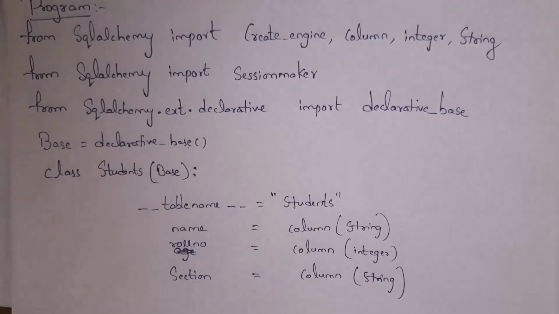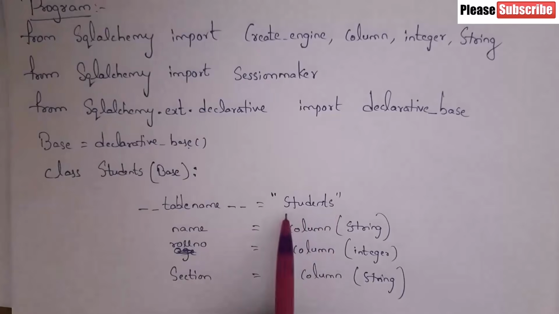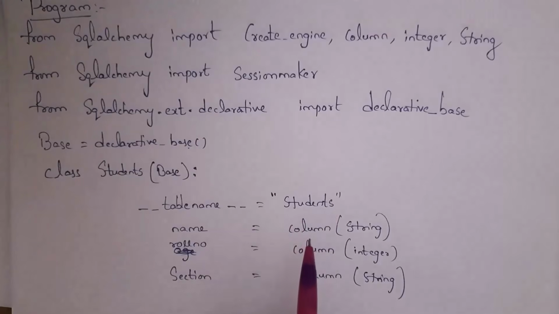Now I want to create table. The table name is students, and inside table I want to insert 3 columns. They are name, roll number and section. In order to create table, just write here underscore underscore table name underscore underscore that equal to. Here you need to give table name. I want to give table name as students. So I took here students in quotations. And similarly, now I want to create 3 columns. One column name is name, next column name is roll number, and next column name is section.